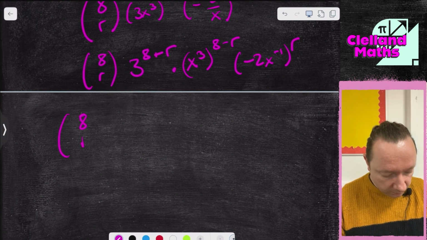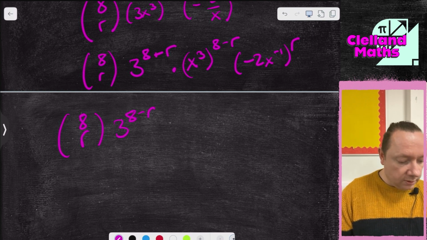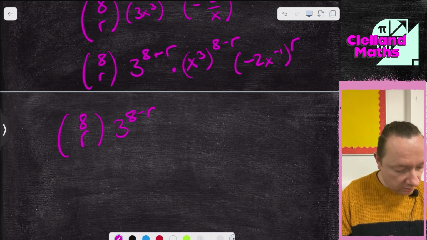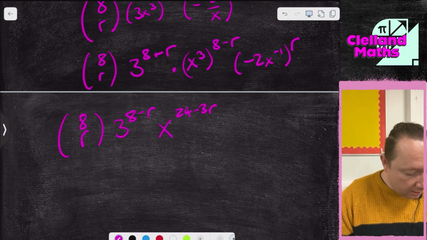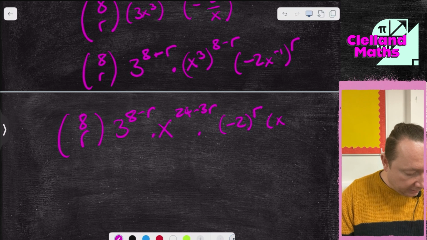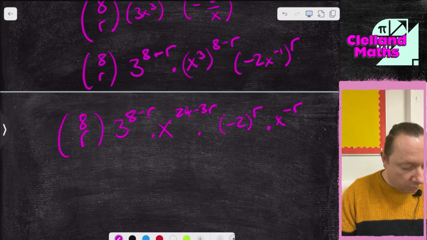So that's 8 choose r, 3 to the 8 minus r, x cubed to the 8 minus r, where you use the power rule, times the powers together. So that's x to the 24 minus 3r. And then I've got minus 2 to the r, and then x to the minus 1 times r, so minus r. Notice I've made it x and not minus x, or you're going to mess this up, because we're both just x.